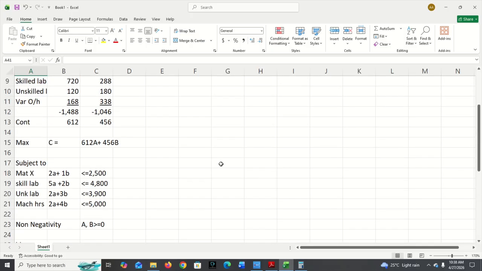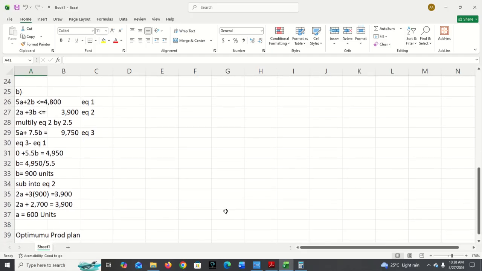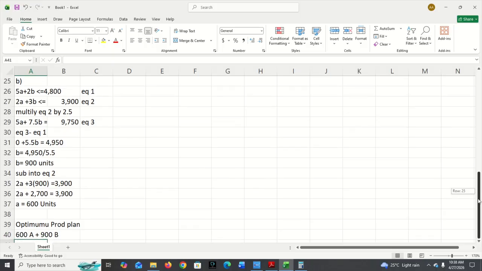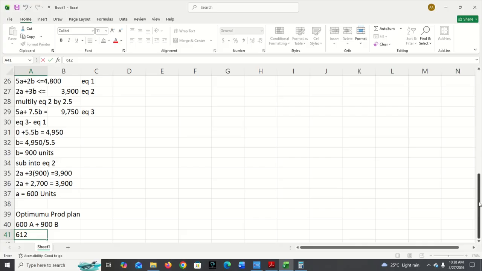Remember, our objective function is 612 of A plus 456 of B. So if we produce 600 of A, that will be 612 multiplied by 600, plus the other one, 456 multiplied by 900. So how much should that give us?